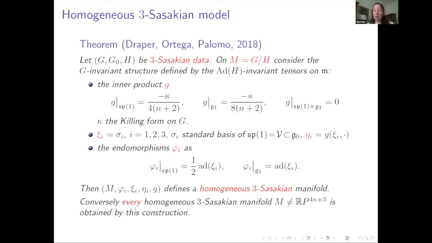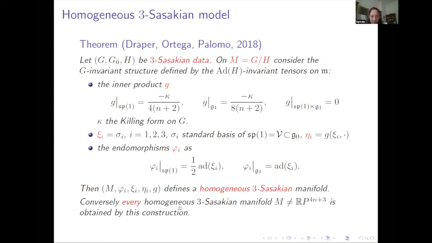Then Draper, Ortega, and Palomo proved that if you have such a triple, G, G naught, H, everything in such a way that it fits, then G mod H has a free Sasaki structure, and you can define an inner product, which is a suitable rescaling of just the negative Killing form, kappa being the Killing form, on the sp1 and G1 factors. If you choose your numbers right, then this is going to be an Einstein metric. The Xi_i you define as being basically the standard basis of this vertical sp1 factor. And the endomorphisms phi_i, which are just the almost complex structure in the orthogonal complement of the Reeb vector fields, are basically the adjoint action of the Xi_i. Then this defines a homogeneous free Sasaki manifold. Conversely, every homogeneous free Sasaki manifold is of this type, except for this nasty projective space. So we have a uniform description.